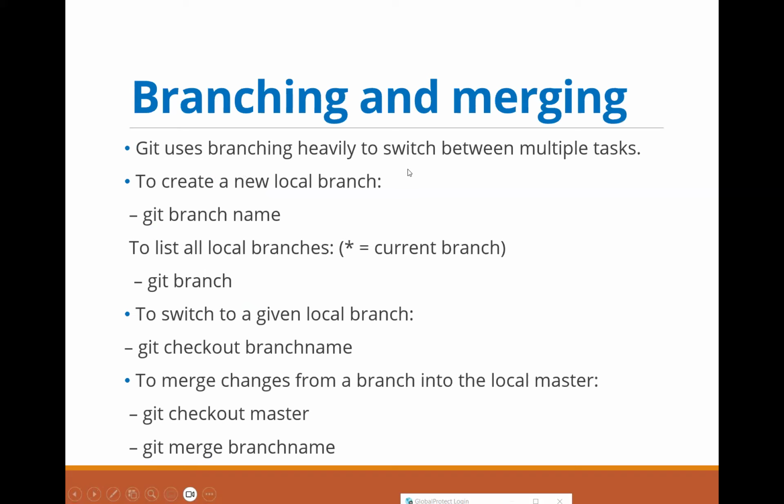Git uses branching heavily to switch between multiple tasks. To create a new local branch, we just type git branch and then the branch name. And to list all local branches, we can type git branch.